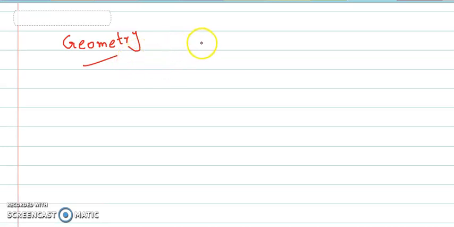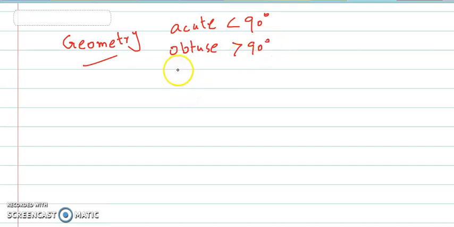In our previous lesson we learned about angles, what an angle is, and then we learned about the types of angles. We learned about three types of angles. Acute angle: we learned that an acute angle is an angle less than 90 degrees. Then we learned about the obtuse angle. It's an angle greater than 90 degrees but less than 180 degrees. And then we learned about the right angle, an angle equal to 90 degrees.